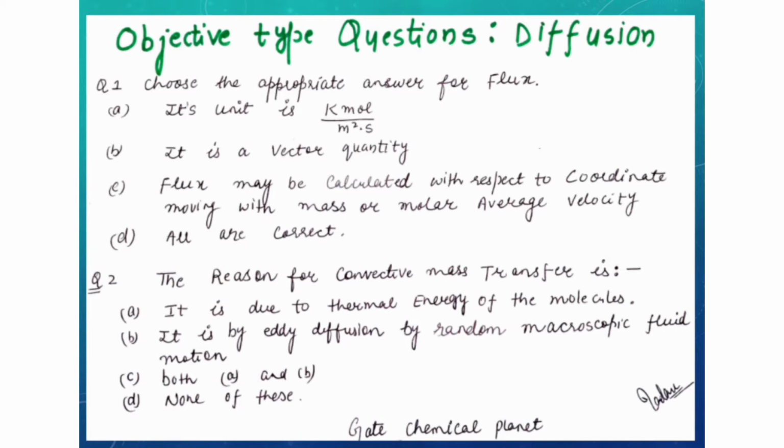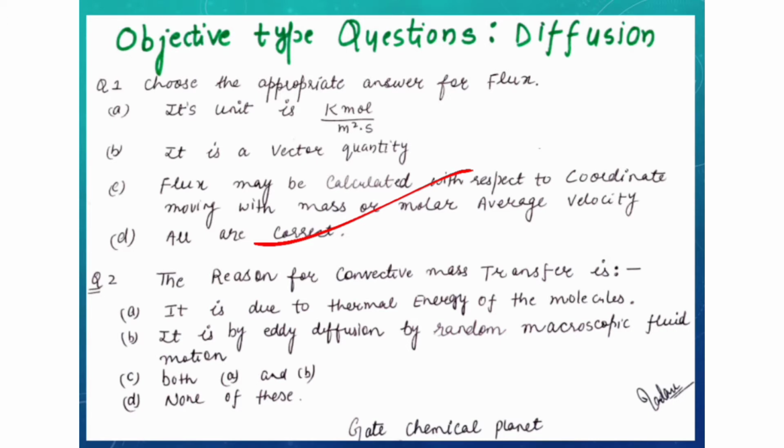So students, if you are not clear with the unit of molar flux, I am giving you information on molar flux unit. Its unit is kilomole per meter square second or mole per meter square second. And flux is a vector quantity. Also, flux is calculated with respect to coordinates which are moving with mass average velocity, small u, and molar average velocity, capital U. So all of these statements are correct. Option D is correct. So now we will discuss question number 2.